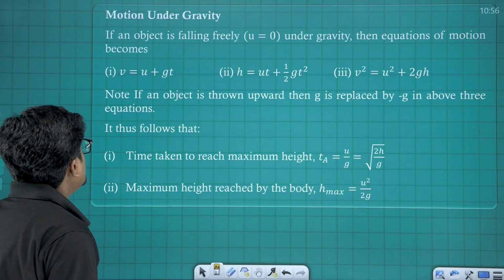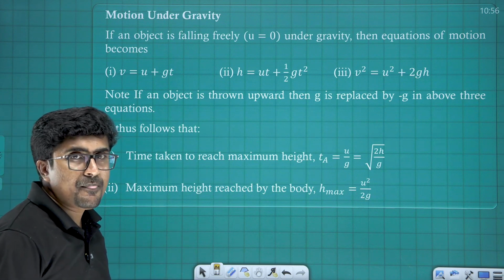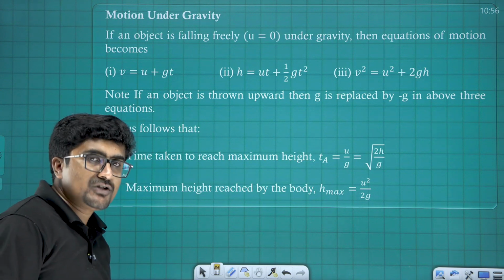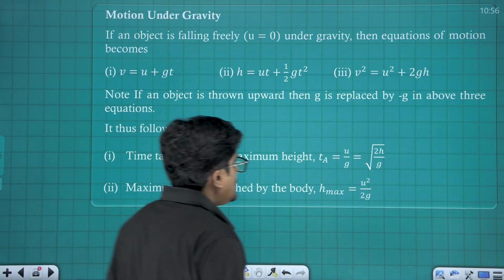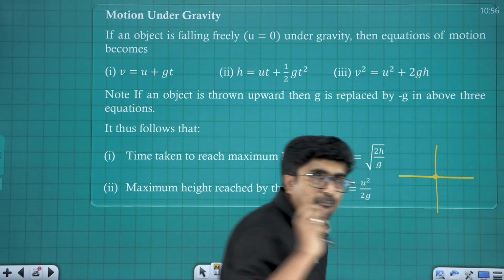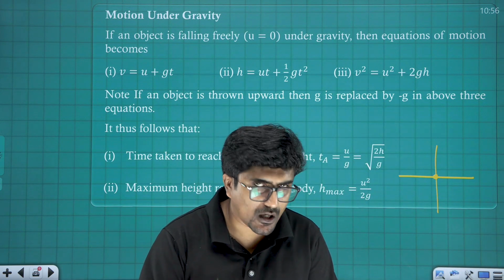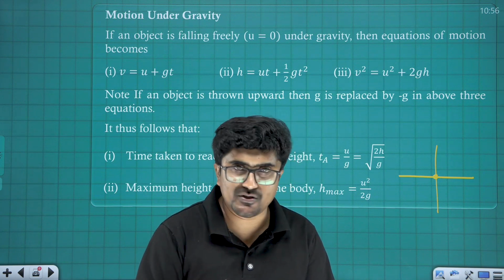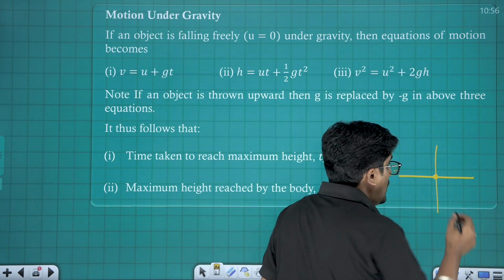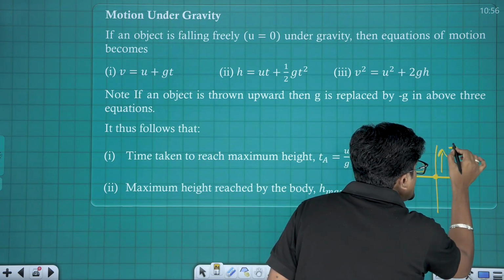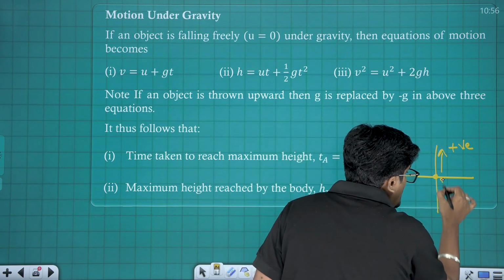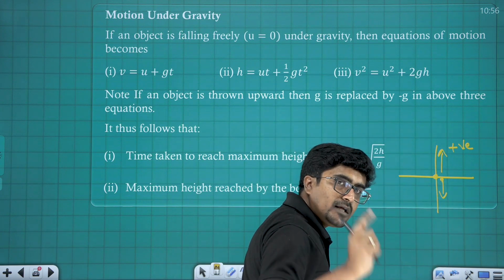All right. And the next is motion under gravity. In this case, the acceleration experienced by the body is acceleration due to gravity. Here I have to tell you something very, very important. The point from where the motion starts, you need to take that as the origin. Now all measurements from the origin in the upward direction, you must take as positive, and all measurements from the origin in the downward direction, you need to take as negative.